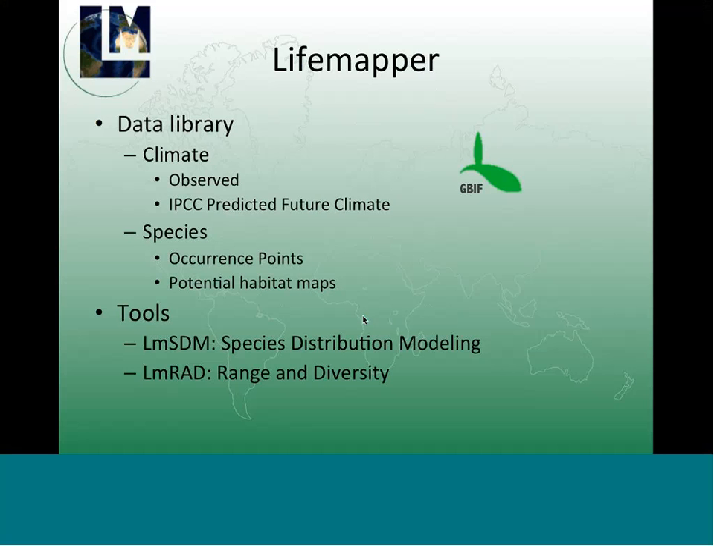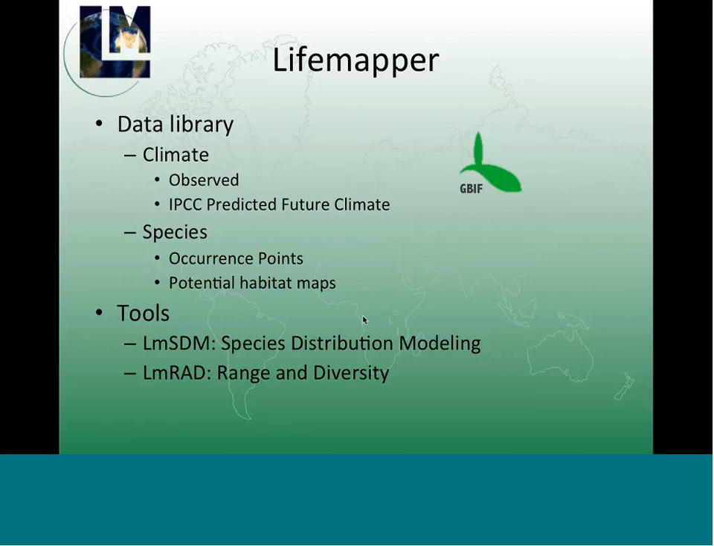So Lifemapper, I just want to give you a little bit of background on that. It's a software project at the University of Kansas Biodiversity Institute, and it has two core functions: providing data and research tools through web services. Those data consist of climate data plus globally distributed species occurrence data. We get that from the Global Biodiversity Information Facility, which aggregates it from many different data providers across the globe. From all these data, Lifemapper calculates potential species distribution maps.